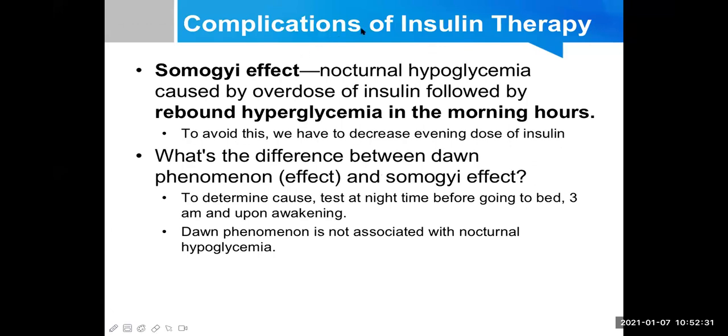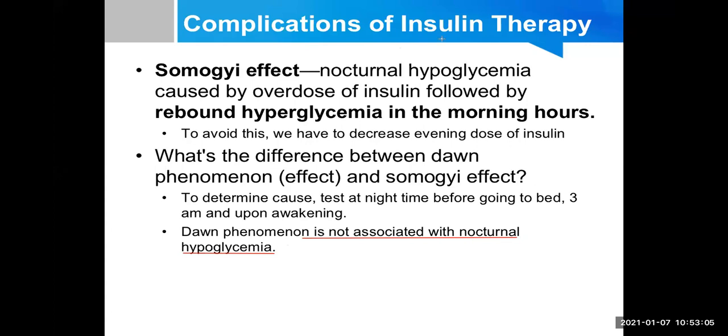One of the common questions asked to check if you have clearly understood or not: what's the difference between Dawn phenomenon and Somogyi effect? Now, to answer this, you should include this point. Dawn phenomenon is not associated with nocturnal hypoglycemia. Usually there is hyperglycemia all the time, and Somogyi effect is definitely associated with hypoglycemia in the middle of the night, followed by rebound hyperglycemia in the morning hours.